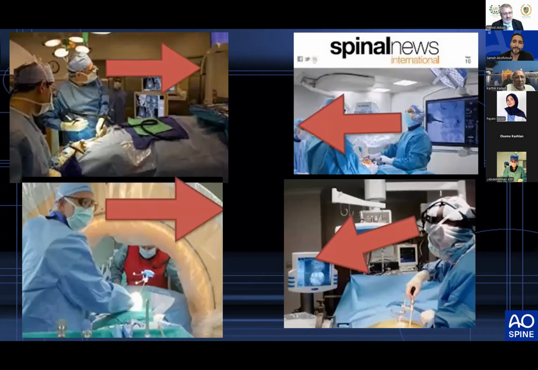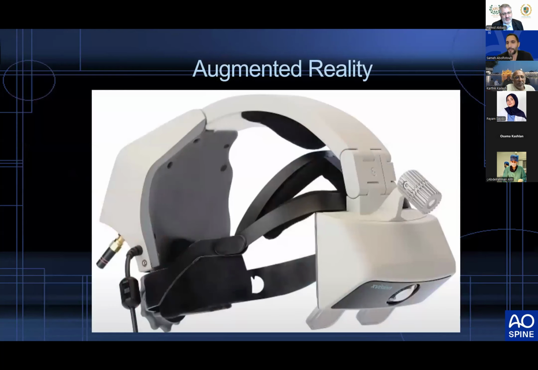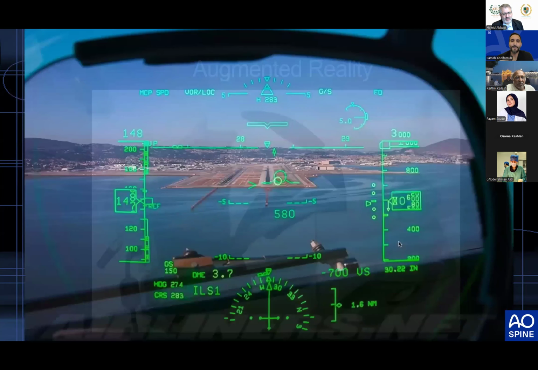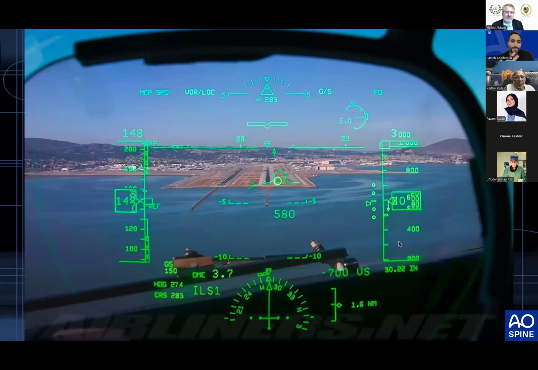Now, I think that's something that can be overcome nowadays with augmented reality as well. Now, the concept of augmented reality, as I said, every breakthrough that come from the military, this is a picture that was taken from one of the fighters out there.